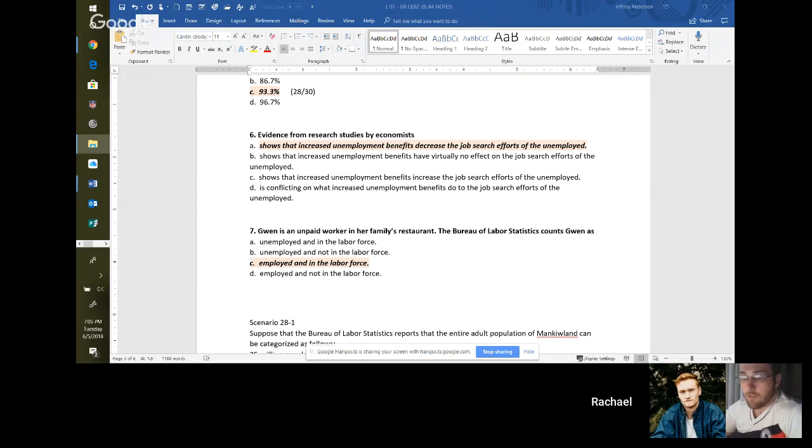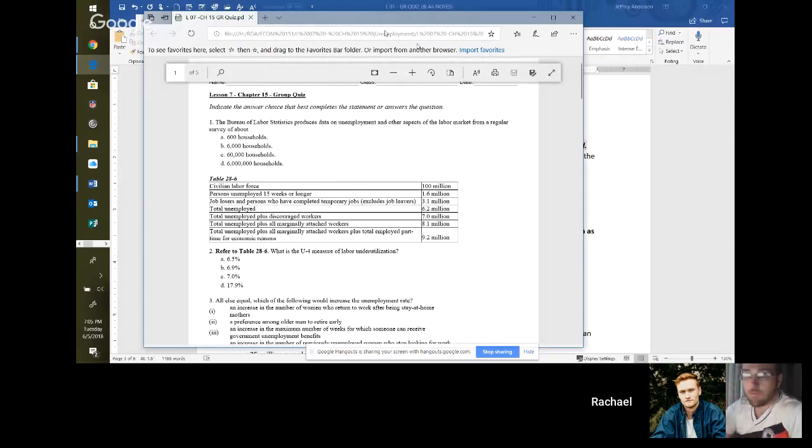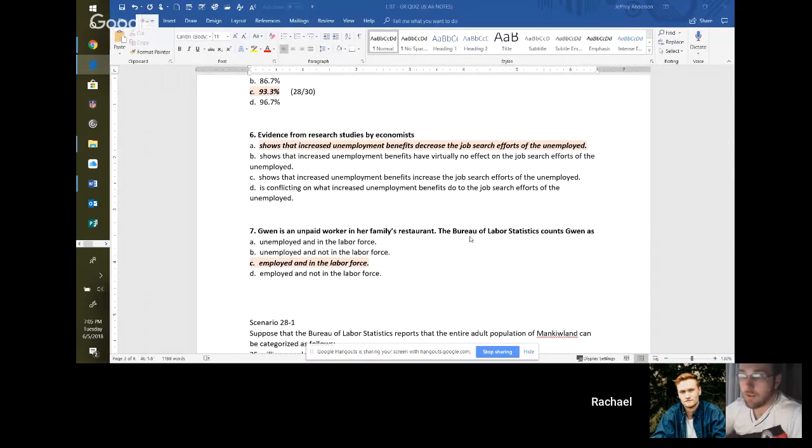Okay, and question 7. Gwen is an unpaid worker in her family's restaurant. The Bureau of Labor Statistics counts Gwen as... She's an unpaid worker. They'd be unemployed in the labor force, right? Oh, yes. If she's unpaid? Or would she still count as employed? She is unpaid. Let's think through that. I don't know. Can you see if you can find something that addresses that? Yeah, I'm looking that up.